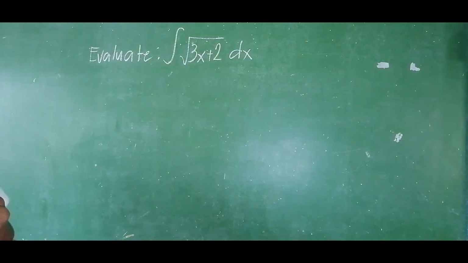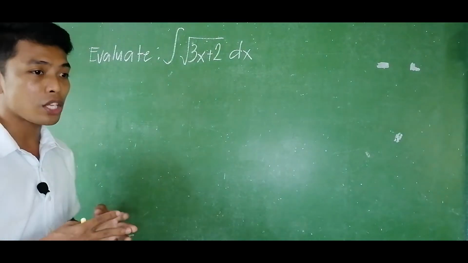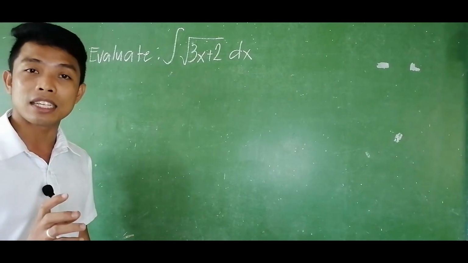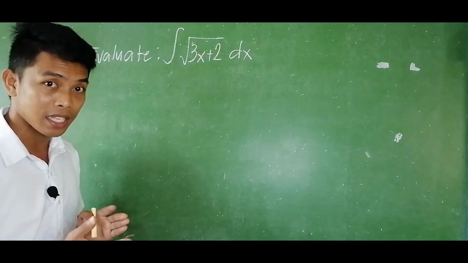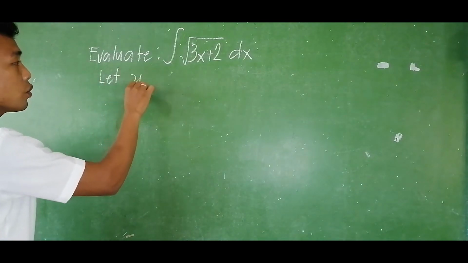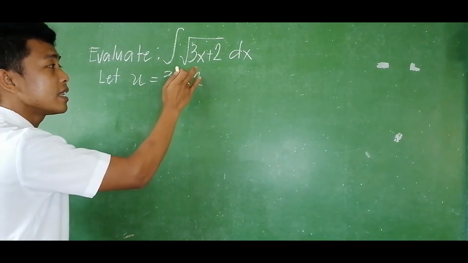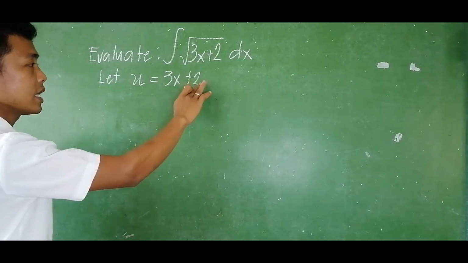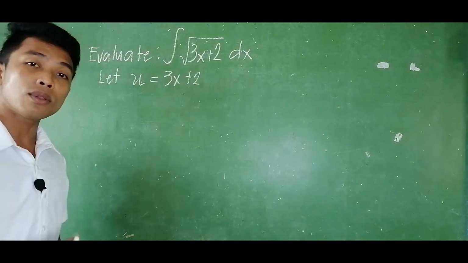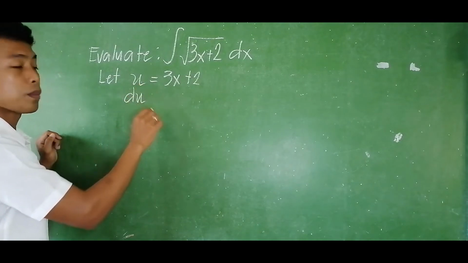So in this case, what we need to do is use the substitution method. When we say we need to substitute, we are going to use one single variable to represent our radicand, or the expression inside the radical sign. So, let us use the variable u to represent 3x plus 2, which is our radicand. And because u is equal to 3x plus 2, we also need to find the derivative of u, which is represented by du.